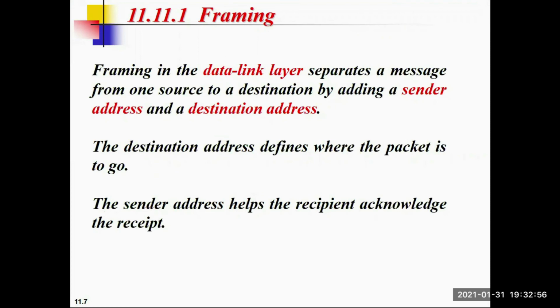Framing separates a message from one source to one destination by adding a sender address and destination address. The destination address defines where the packet is going to, and the sender address helps the recipient to acknowledge the receipt.